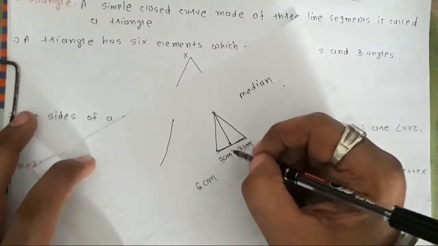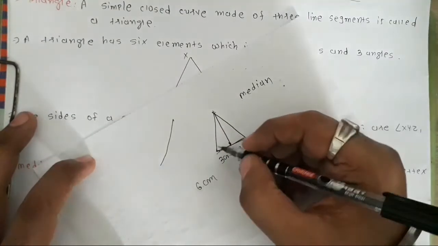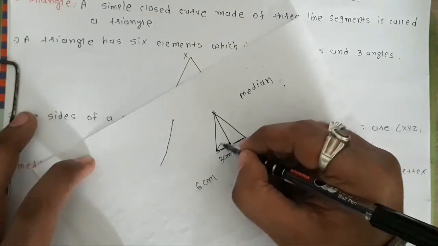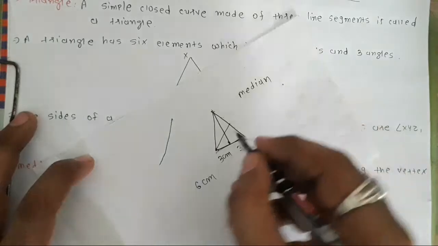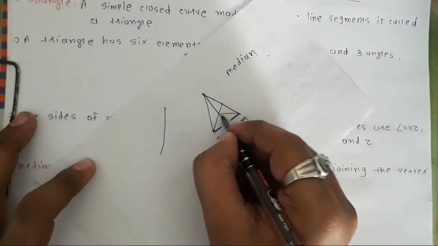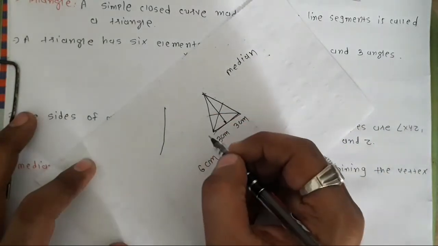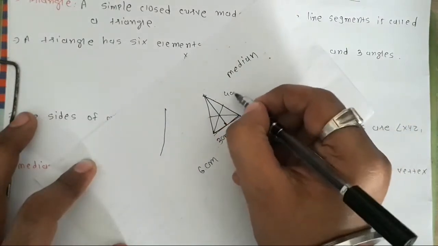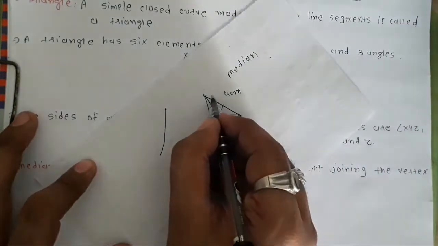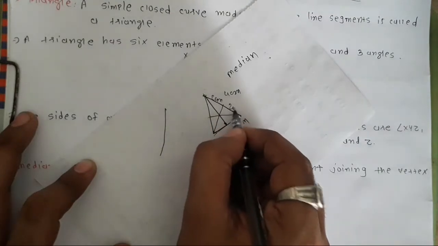Now a median is not only from this vertex. A median can also be from this vertex. Now this median will divide this side into two parts. Similarly, this median will also divide this side into two parts. So for example, the measurement of this one will be 4 centimeters, so it will divide this line into two parts, 2 centimeters and 2 centimeters.